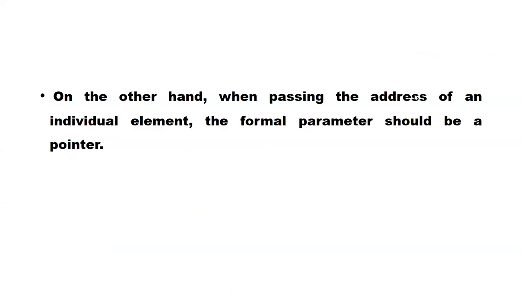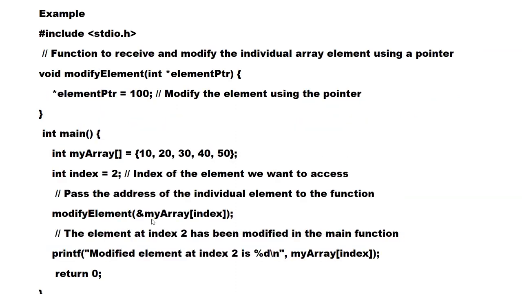On the other hand, when passing the address of an individual element, the formal parameter should be a pointer. Here, for example, I'm passing the address of the third element, ampersand my array of index. Since this is an address, the formal parameter should be a pointer, int star element ptr.